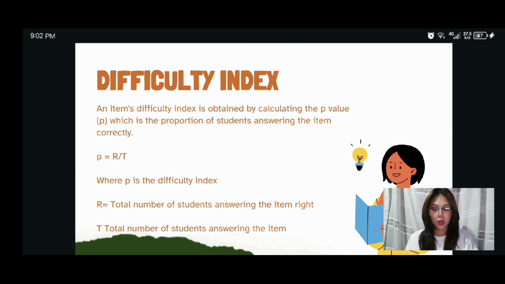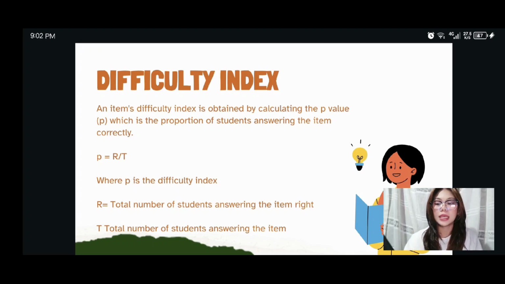So we have here the first part of the concept report, which is the difficulty index for an item. So first, what is the difficulty index? The difficulty index, represented by the variable p, indicates how difficult the item is. It is calculated as the proportion of students who answered the item correctly. So we have the formula, which is P equals R divided by T.